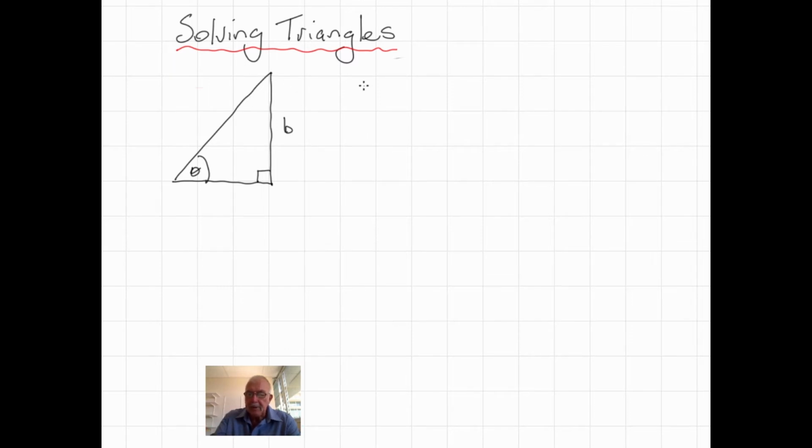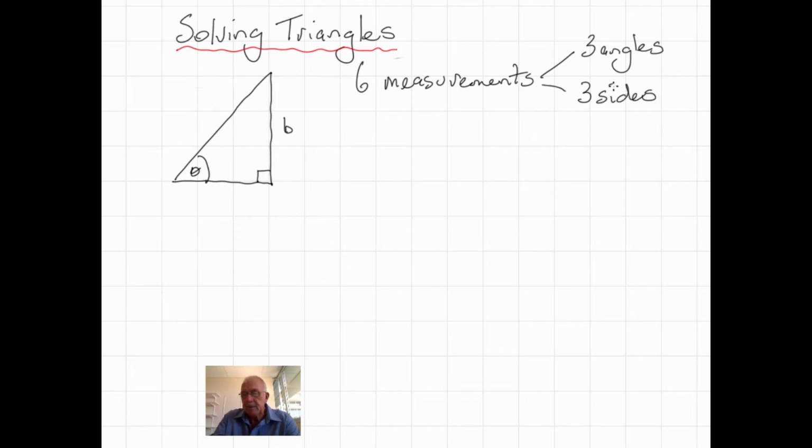So there are six measurements in a triangle. You've got three angles, and if it's a right angle triangle, you already know one of them's a right angle, and you've got three sides. So given an angle and a side, it's possible to work out the other four measurements.